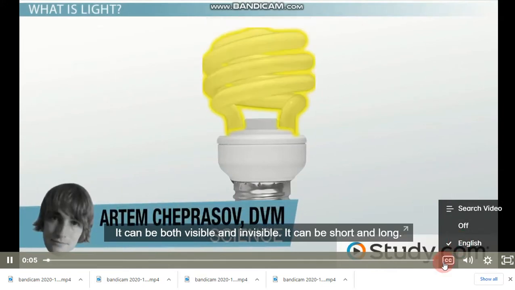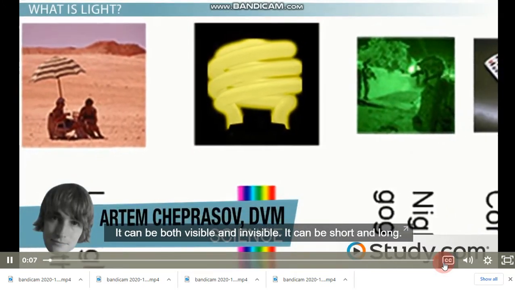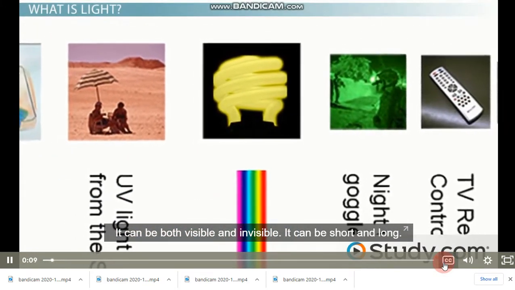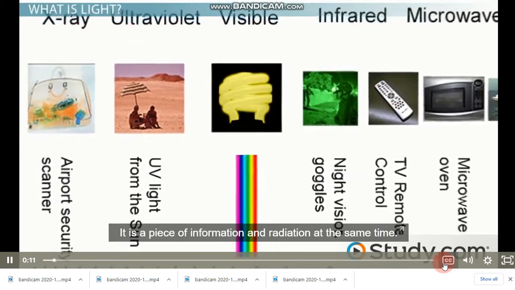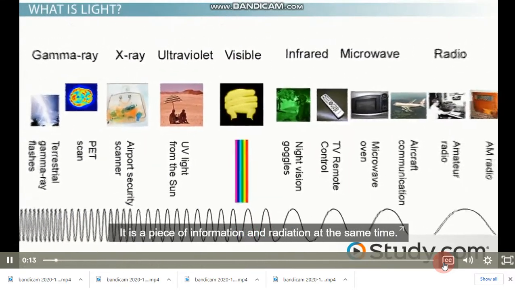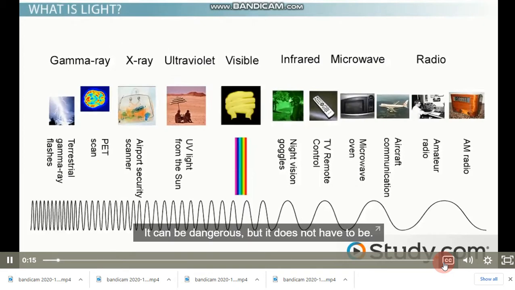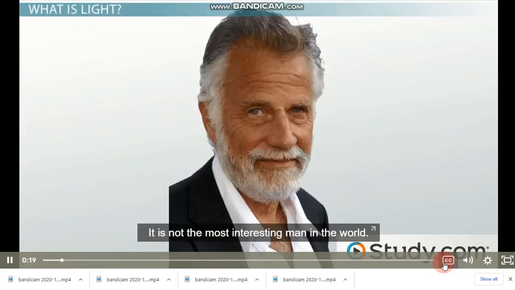It can be both visible and invisible. It can be short and long. It is a piece of information and radiation at the same time. It can be dangerous, but it does not have to be. It is not the most interesting man in the world.